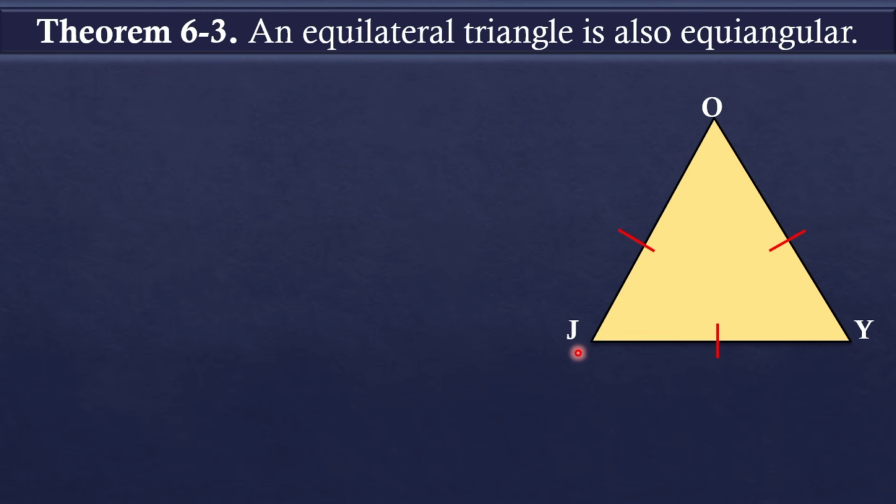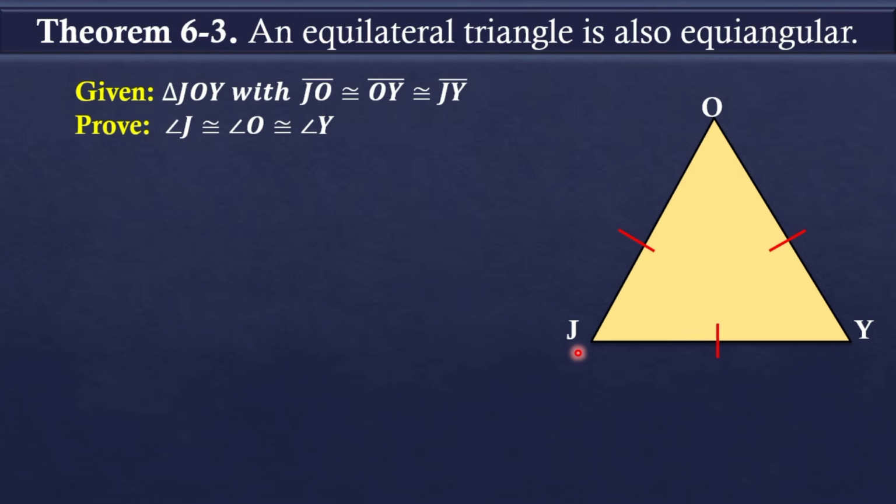So, we have this. Pag sinabi kasi natin equilateral, all sides are congruent. Okay? So, given triangle JOY with segment JO congruent to segment OY, which is also congruent to segment JY. So, we will prove that these 3 angles opposite to these 3 congruent sides are also congruent. So, kailangan ma-prove natin na itong tatlong angles na to are also congruent kasi congruent yung mga opposite sides nila.